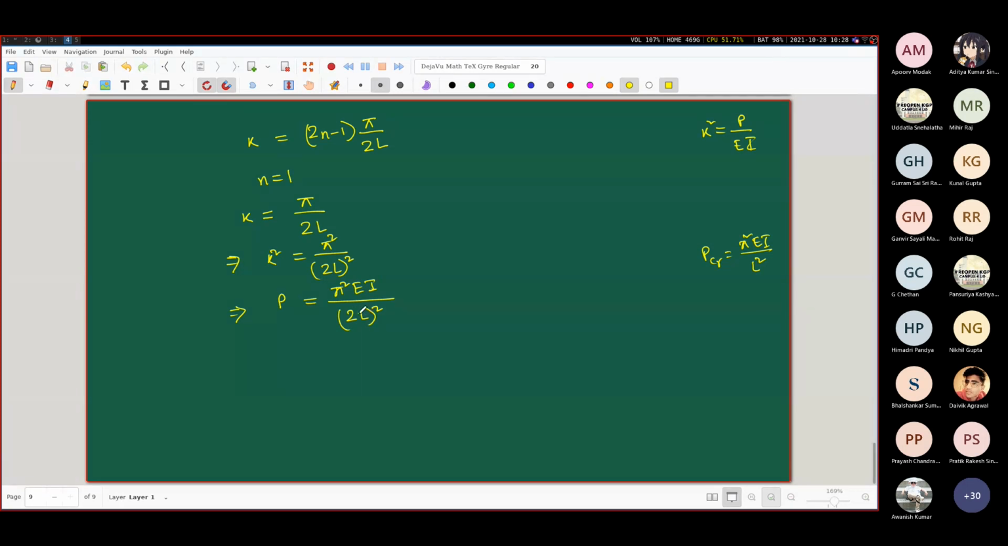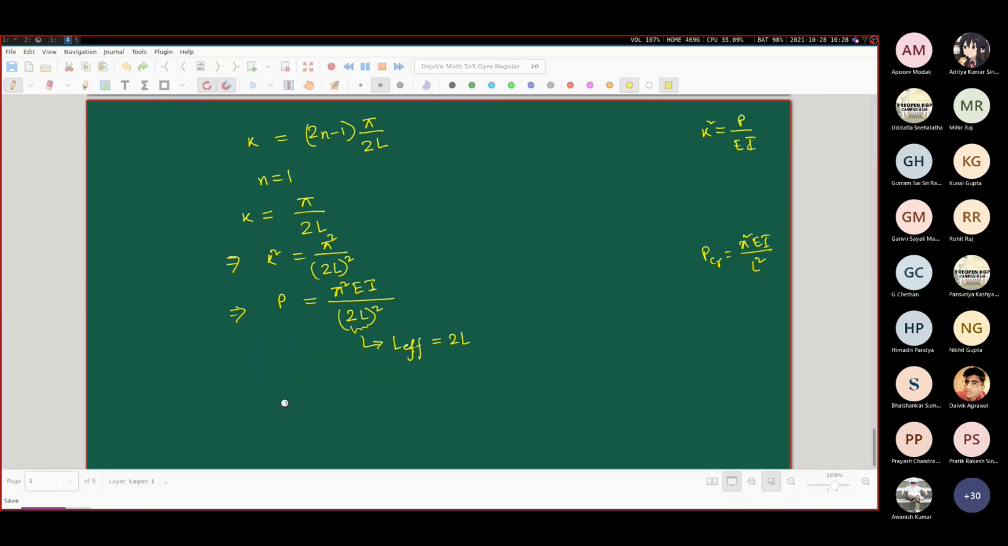Because we have this twice L instead of L, that is why it is said that this L effective is equal to twice L for this kind of column. All right, does anyone have any confusion regarding this? If not, let us proceed.